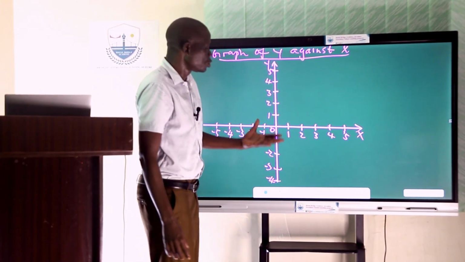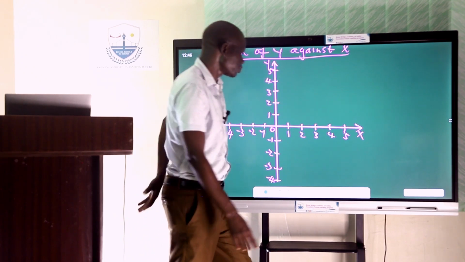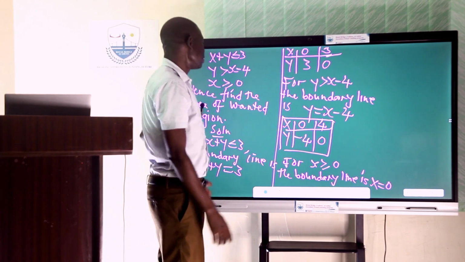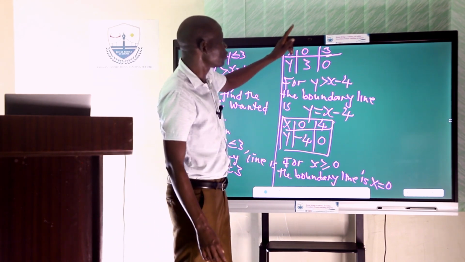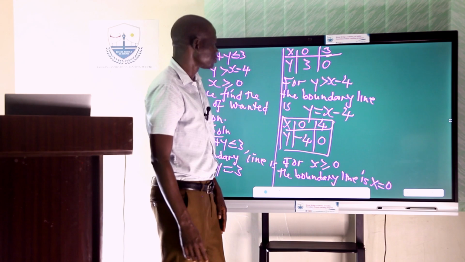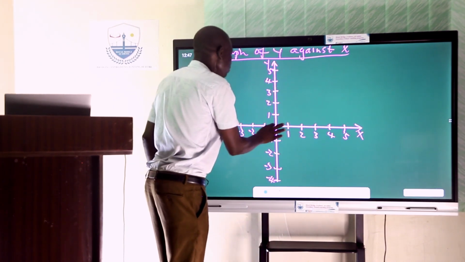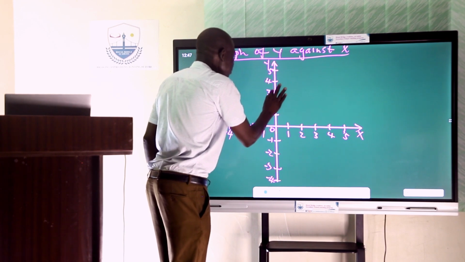So we are going to plot. Starting with the first one, when x is equal to 0, y is 3. When x is 0, y is 3. So the point will be here.